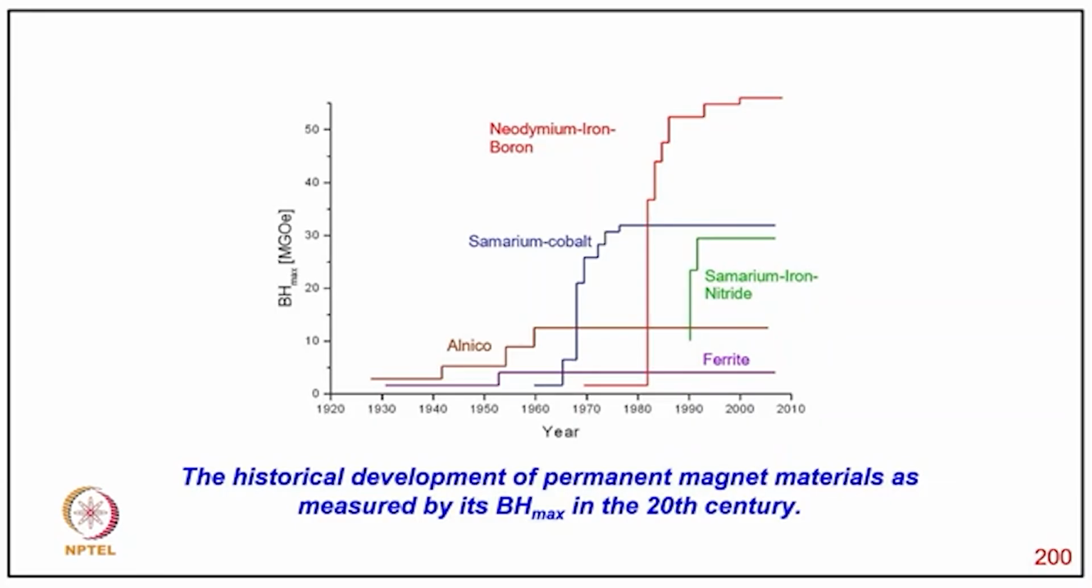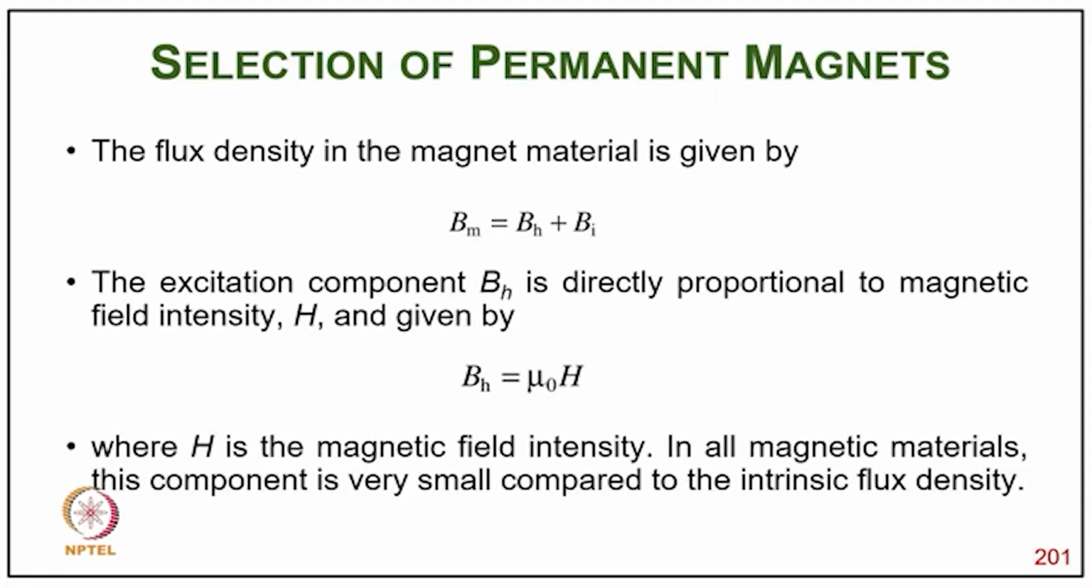And this is typically the characteristic of BH max or energy density varying in different years as it was developed. Now you can see we have neodymium iron boron after 1980 or 82, and probably the latest in 2010 has an energy density which is probably going to be around 10 times that of the ferrite magnet.